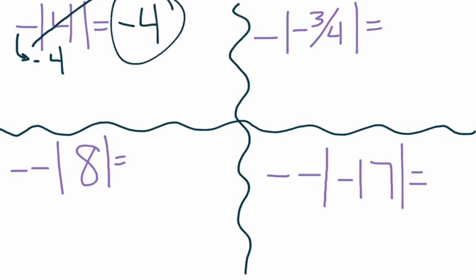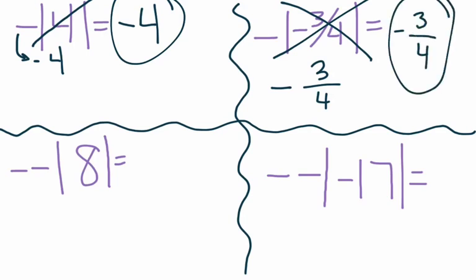Okay. Going to the top right. This time we have: what is the negative absolute value of -3/4? Let's find our absolute value first. I know that the absolute value of -3/4 is 3/4. And then I'm going to bring my negative sign down. Nothing can change from here, so my answer is -3/4. Okay, so far so good.